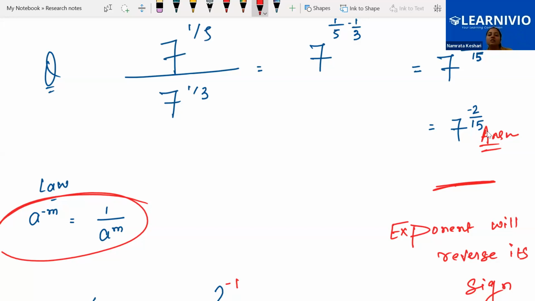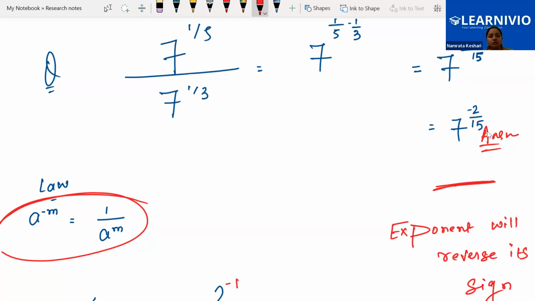How will we make the exponent positive? Please let me know. Ma'am, by doing the reciprocal of the exponent. So what can be written over here? Ma'am, 7 raised to the power 15 upon 2.